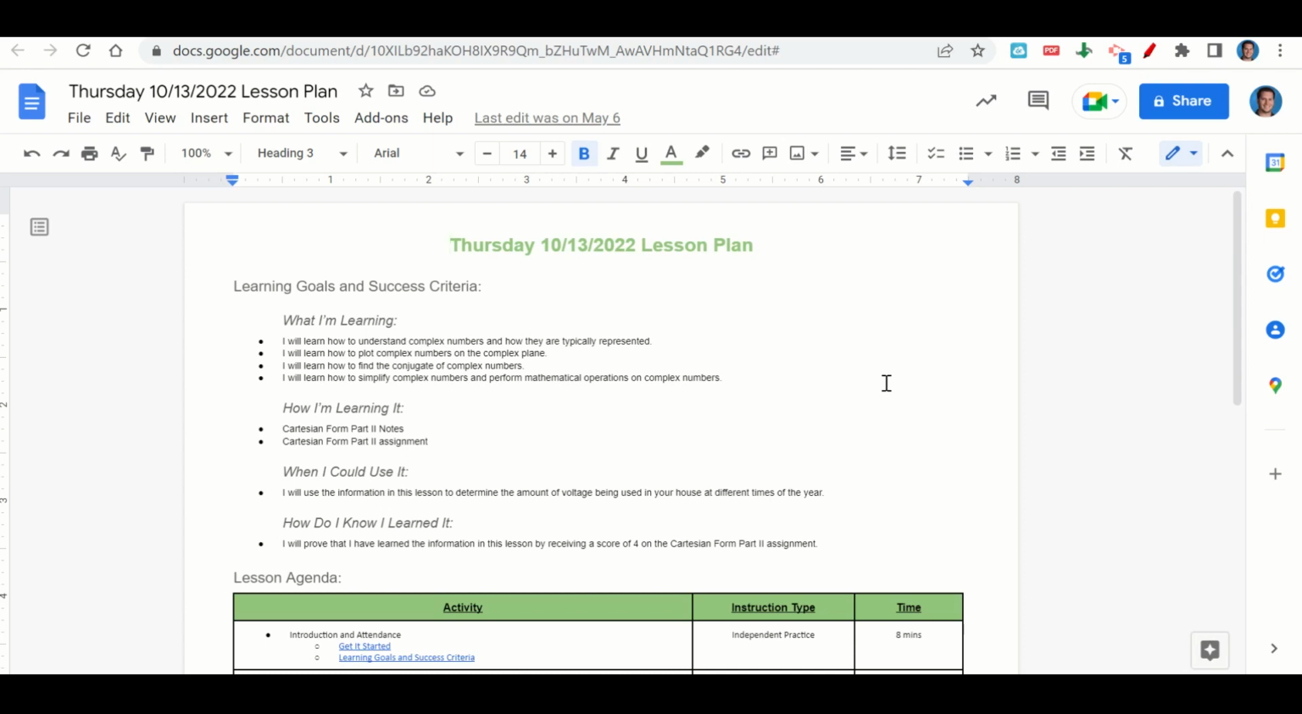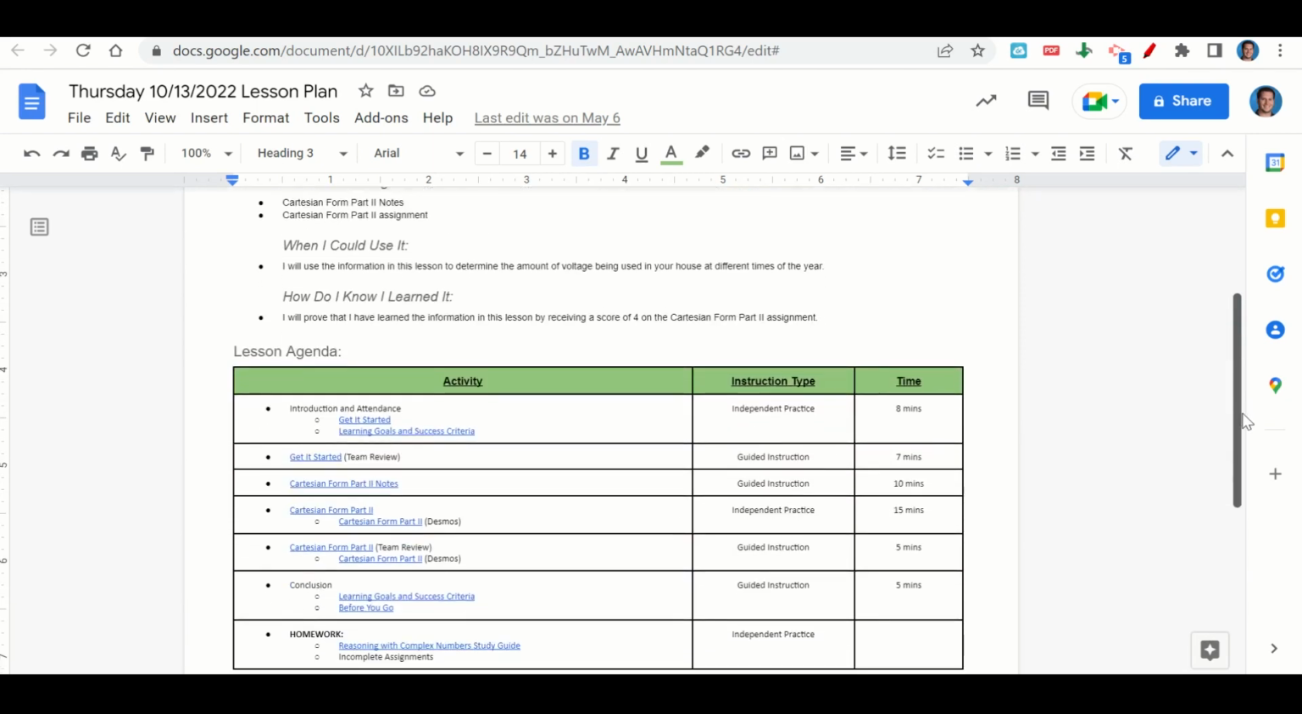How are we learning it? Through the Cartesian form part 2 notes and the Cartesian form part 2 assignment. When can we use this information? To determine the amount of voltage being used in your house at different times of the year. How do we know we learned it? By getting a score of 4 on the Cartesian form part 2 assignment.